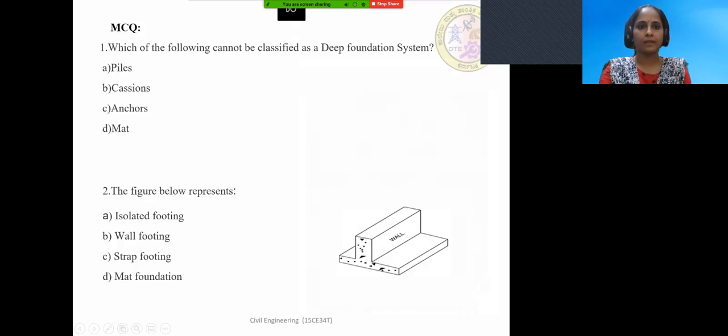Okay, here is something interesting for you guys. It's some MCQ questions, or assessment level questions, for you. First question, I'll just ask and I'll give you options. You just try to answer the questions. First question: which of the following can't be classified as a deep foundation system? Your options: A. Piles. B. Caissons. C. Anchor. D. Mat.